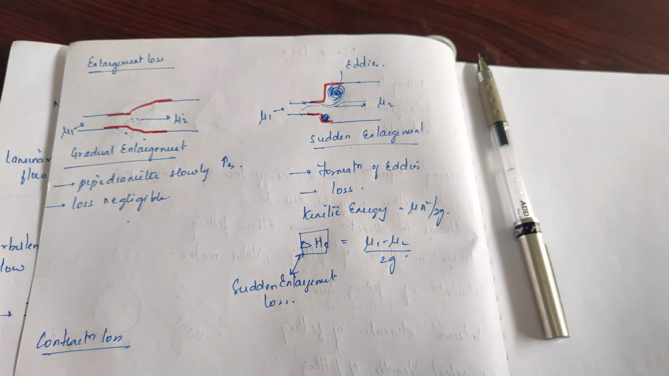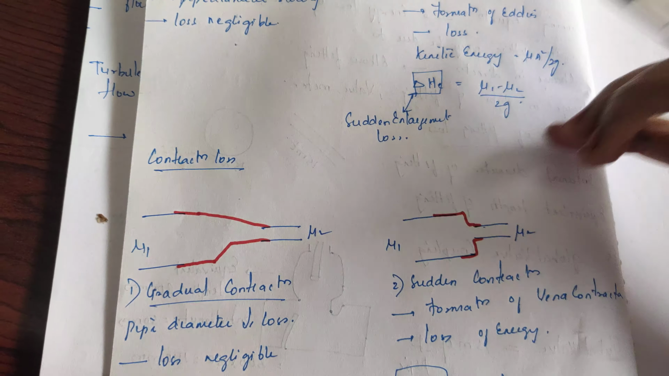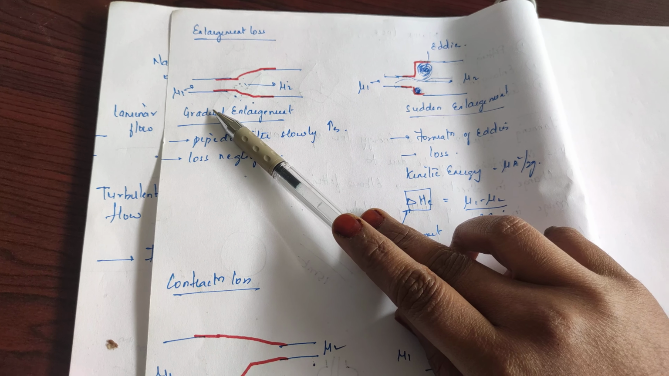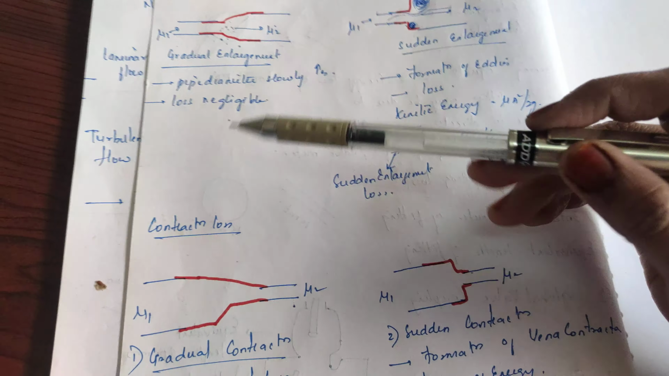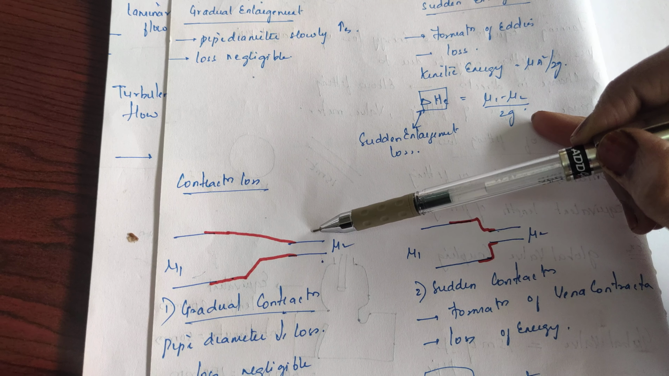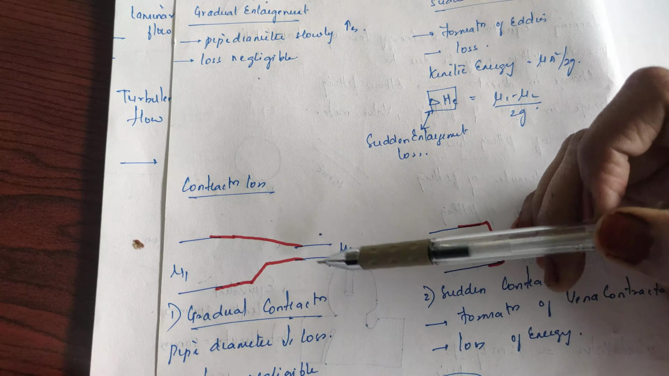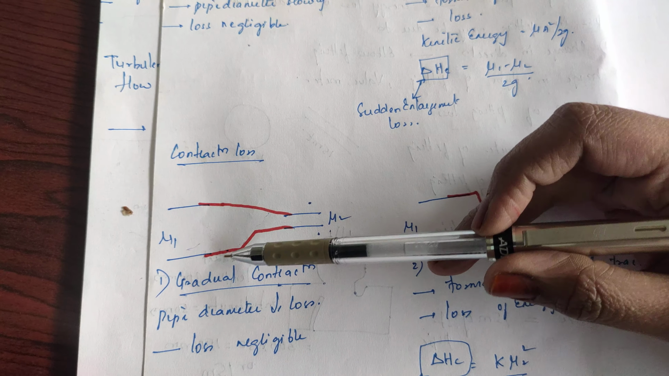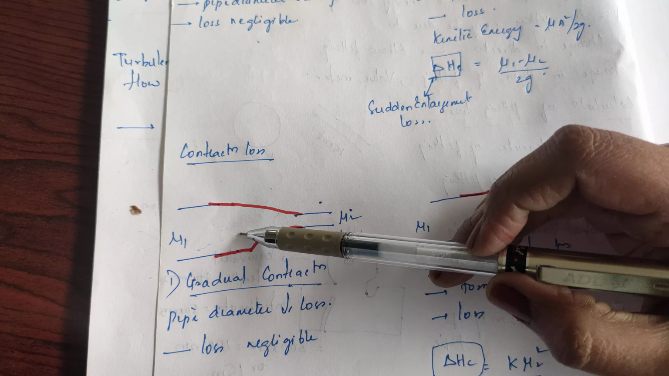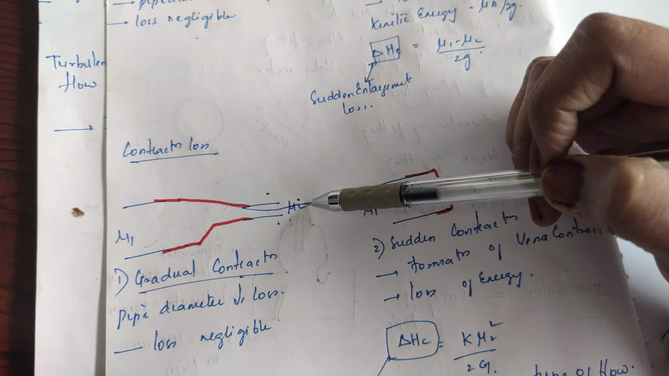Now we'll see our next type of loss, that is contraction losses. This contraction loss is seen in the case of connection between a larger diameter pipe and a smaller diameter pipe. Here we had taken a smaller diameter pipe and connected it to a larger diameter, but in contraction losses we are taking a larger diameter pipe and connecting it to a smaller diameter pipe. When we attach a longer attachment which connects these two pipes in a gradual way, the pipe diameter will decrease gradually, but the loss is negligible because the fluid flows slowly and gradually, and this loss is negligible.